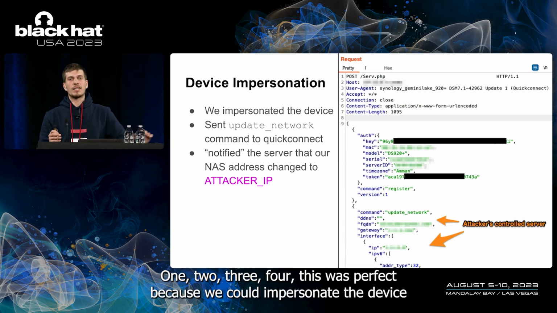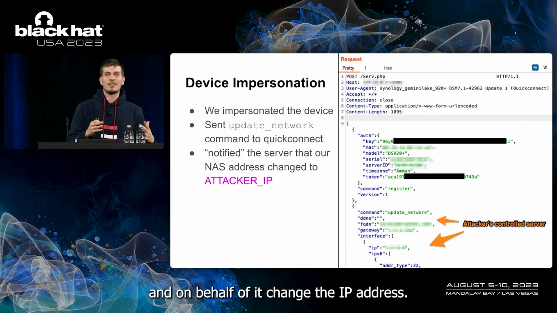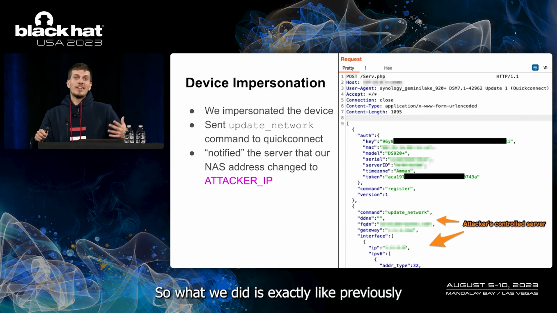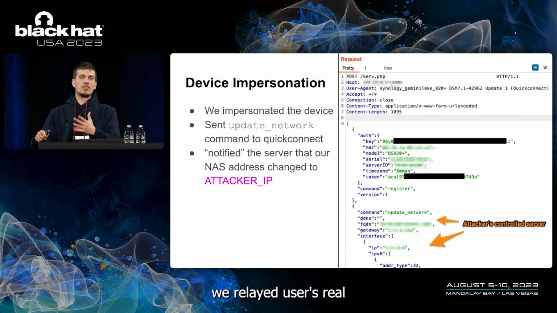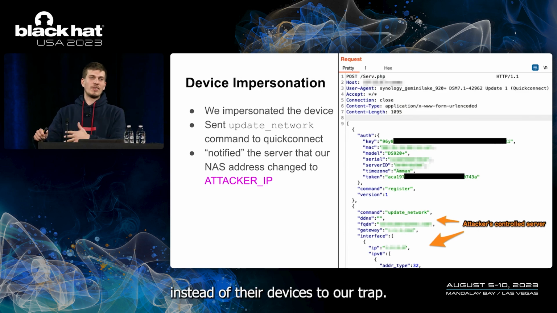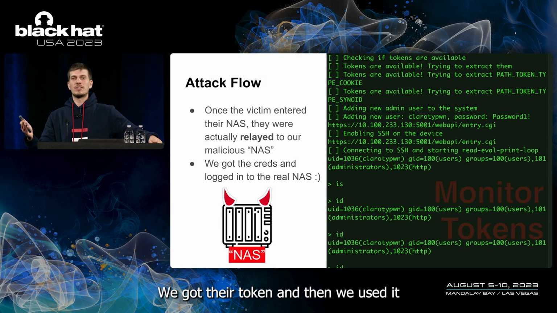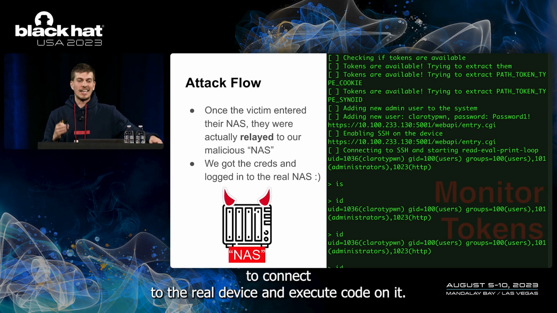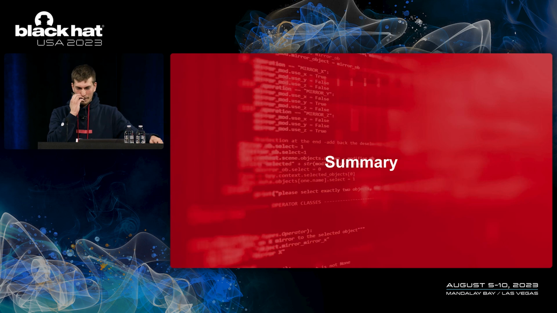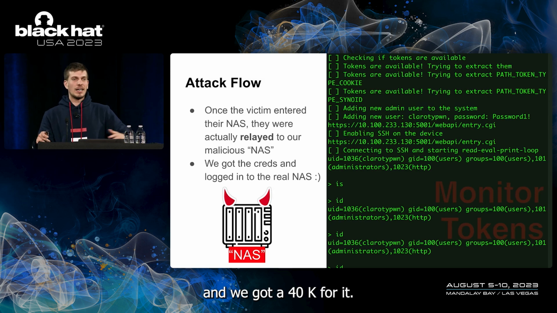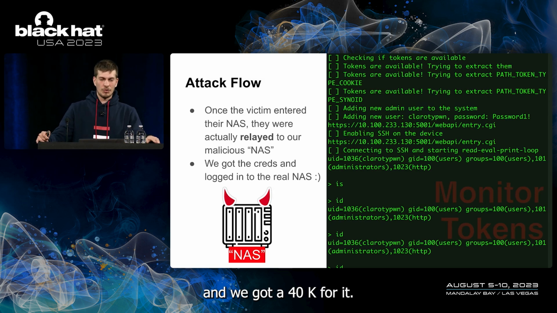This was perfect because we could impersonate the device and, on behalf of it, change the IP address. So what we did is exactly like previously: we relayed real users, instead of to their devices, to our trap. We got their token, and then we used it to connect to the real device and execute code on it. So this is exactly, again, what we did in Pwn2Own, and we got $40K for it.